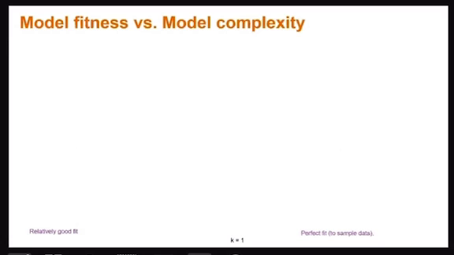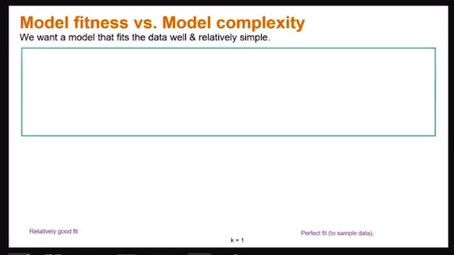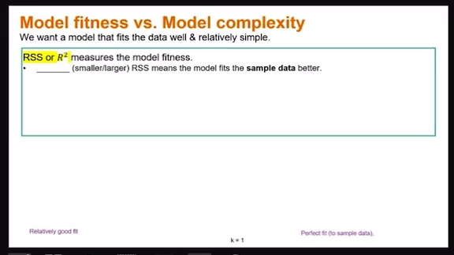Now, take a look at this. Between model fitness and model complexity, we want a model that fits the data well, and we want that model to be relatively simple. Why do we want it to be relatively simple? Because we want our model to be interpretable. If we have so many explanatory variables in the model, the interpretation is going to be lost. Now, what are the criteria? RSS or R squared. Those are the criteria that we use for model fitness.